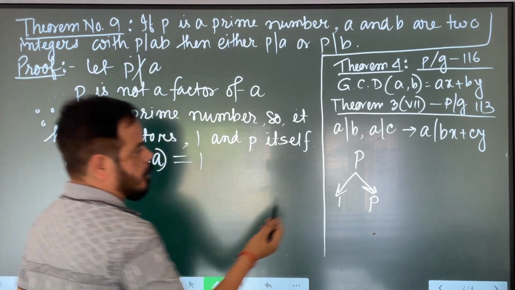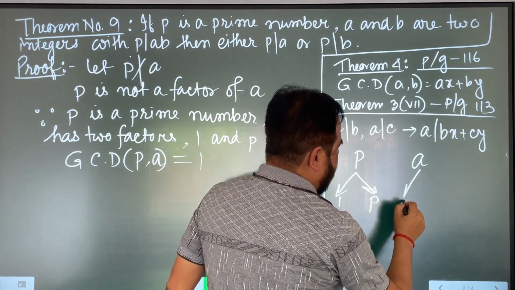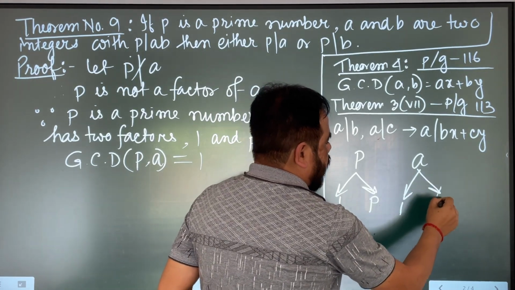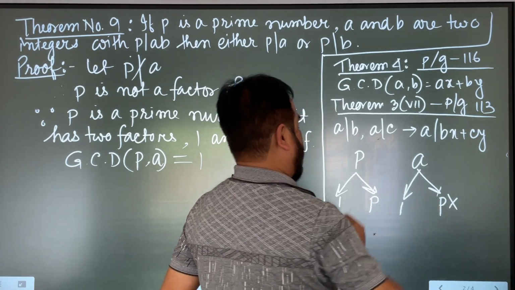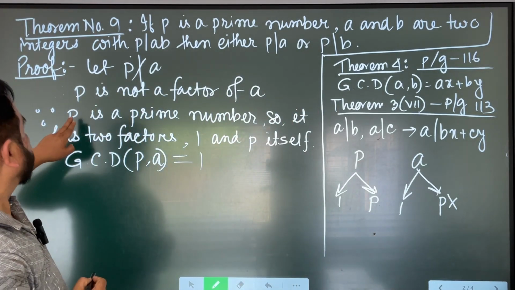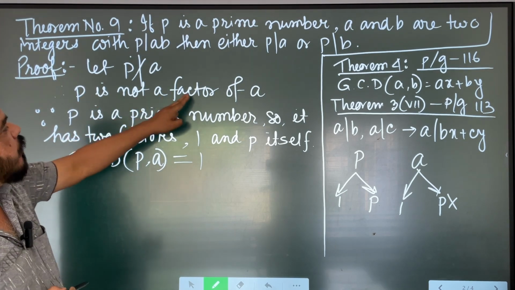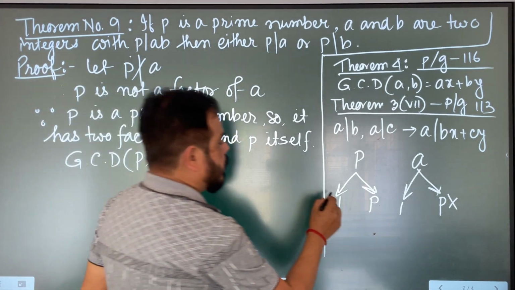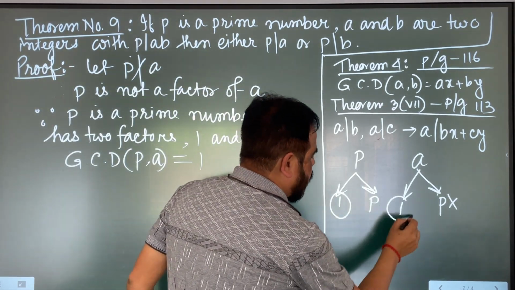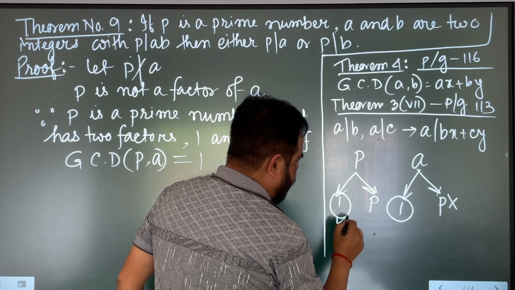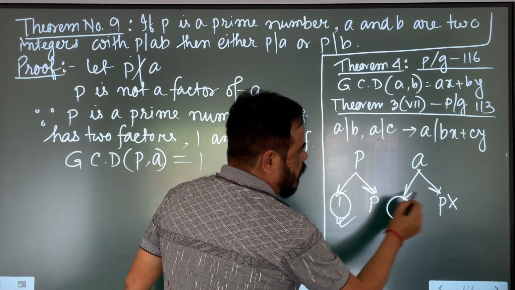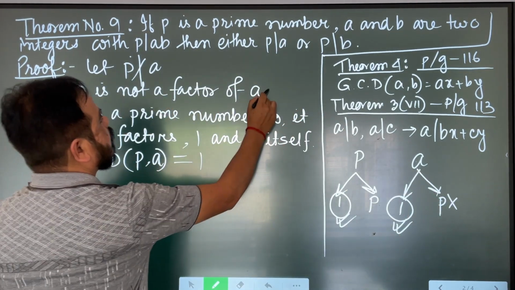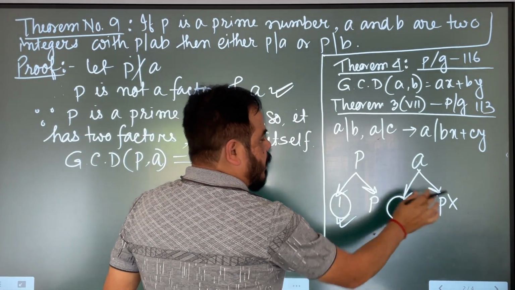So what is A now? Let us see A. Surely 1 is a factor of A, but P is not a factor of A. Why? P is not a factor of A, already we have taken that. So the greatest common divisor GCD of P and A will be 1, because there is no common factor. Here P is not a factor of A.